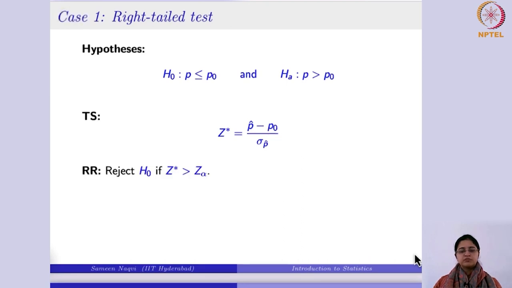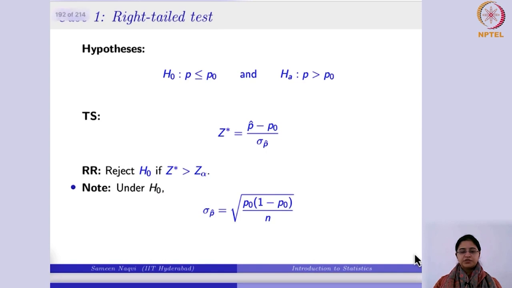It's easy, and obviously all the results for proportion are in sync with the main results for the mean also, when mu is unknown and you are interested in the mean, but sigma is known to you. So here again, you would reject the null hypothesis if z star is greater than z alpha. If your test statistic is greater than the critical value z alpha, then you reject the null hypothesis and conclude that the alternative is true.